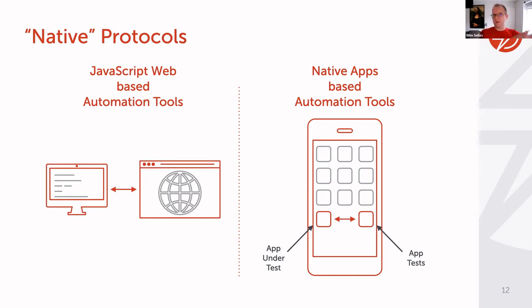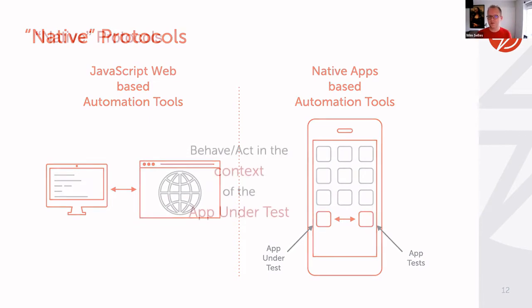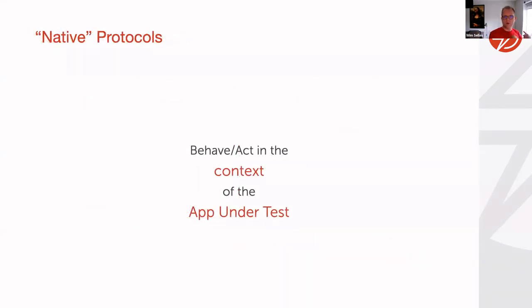If you compare that to the WebDriver protocol, both protocols that you see here, for the JavaScript web-based automation tools and for the native apps-based automation tools, basically behave in the same context. They interact with each other. That also makes the difference between the native protocols and the WebDriver protocols: they all behave in the context of the app under test.